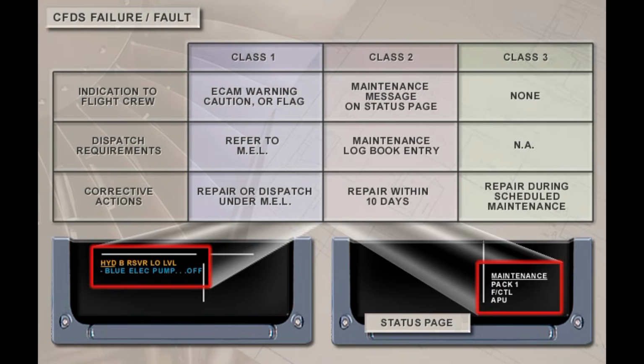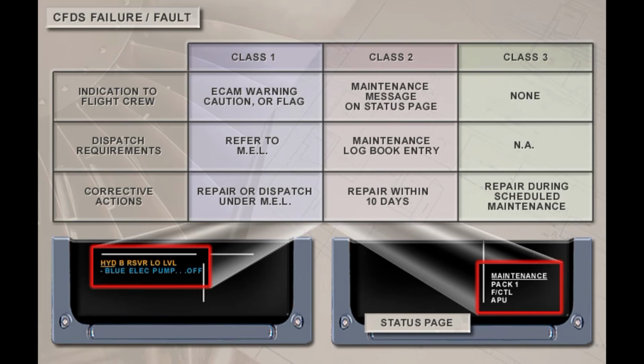Failures and faults are recorded and classified according to the level of maintenance action required. A Class 1 fault is displayed to the flight crew through a warning or caution message on the ECAM or by a flag or some other obvious indication. Reference must be made to the MEL before further dispatch. Class 2 faults are displayed on the ECAM status page under the heading of Maintenance, only on the ground with engines stopped, and although reference to the MEL is not necessary, they must be noted in the maintenance log and corrected within a period of 10 days. Class 3 faults are not readily apparent to the crew and are corrected at regular maintenance intervals.